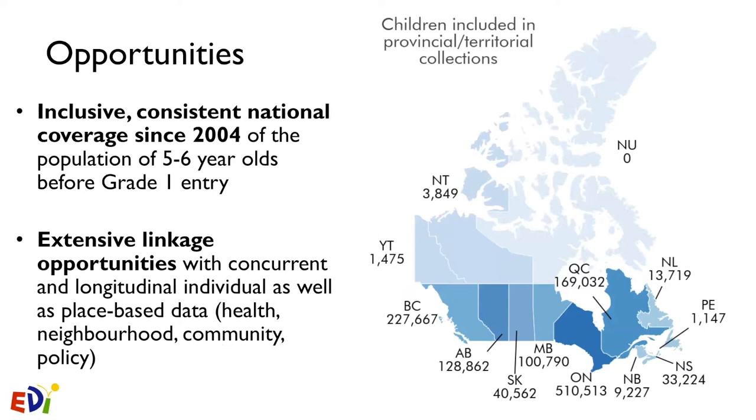With data like the EDI, and we'll be referring to that a little bit later, both Martin and myself, there are quite a lot of opportunities. Because of the inclusive and consistent national coverage in Canada since 2004 of the population of children just before grade 1 entry, we really have opportunities to create linkages with concurrent data, place level data, and health data, but also linkages across ages and across jurisdictions. Next slide.